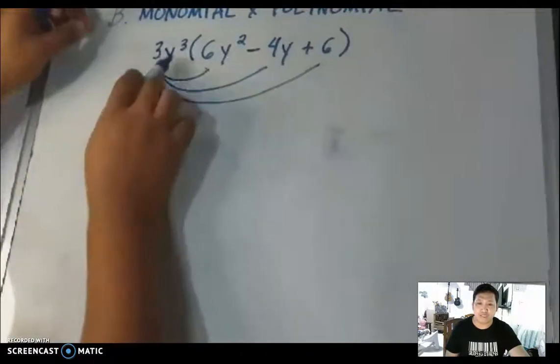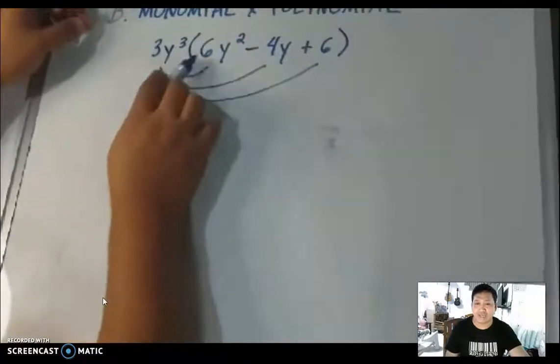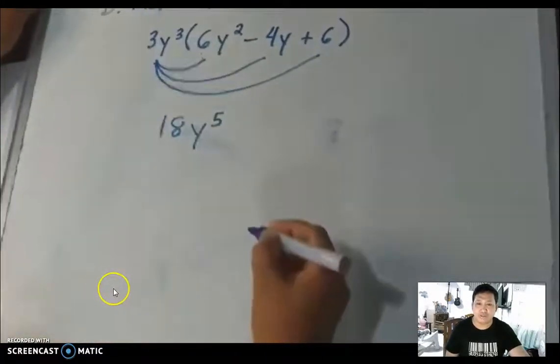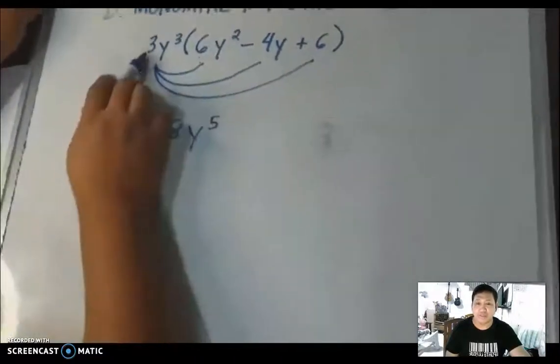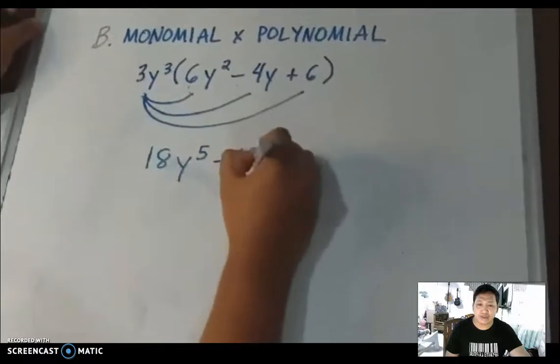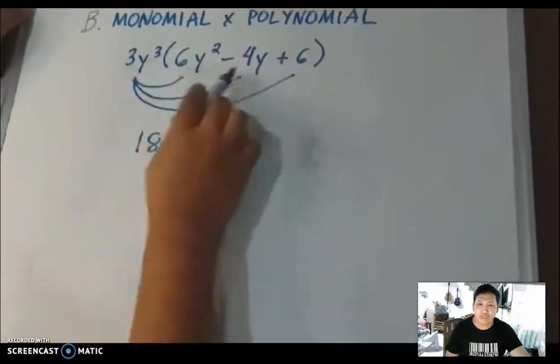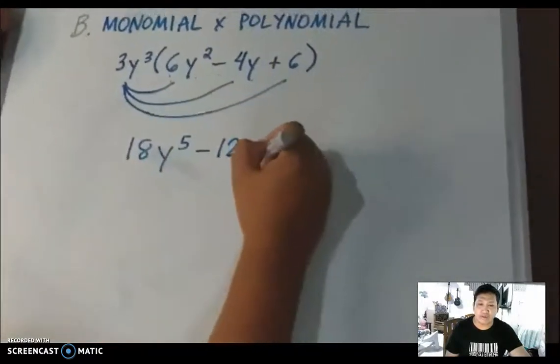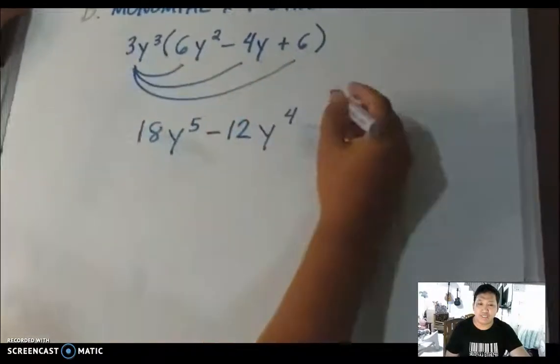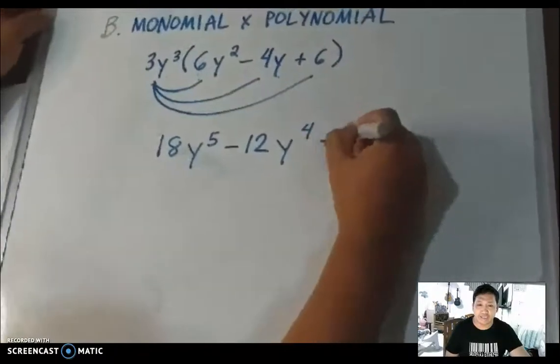3y cubed times 6y squared, 3 times 6 is equal to 18. And y cubed times y squared is equal to y to the 5th power. Next, we have 3 times negative 4, that's negative 12. And y cubed times y is y to the 4th power. And lastly, we have 3 times 6, that would be 18.